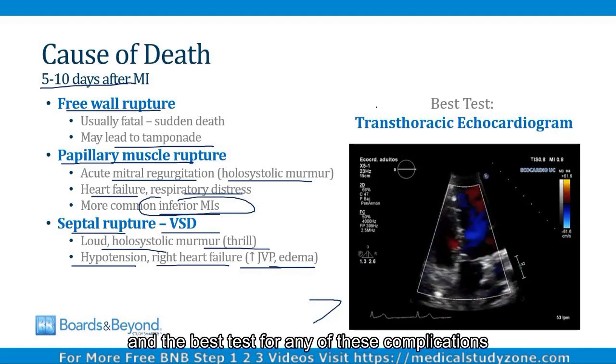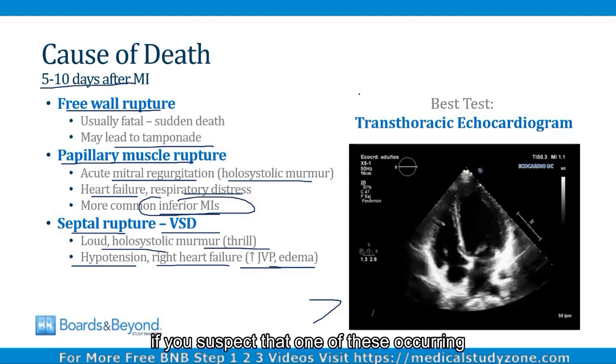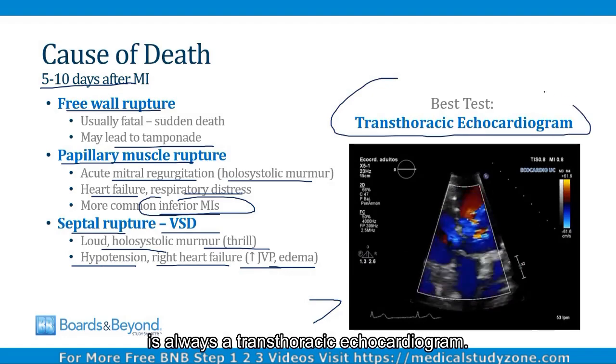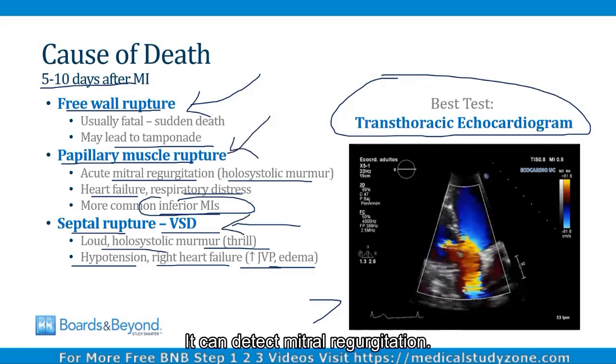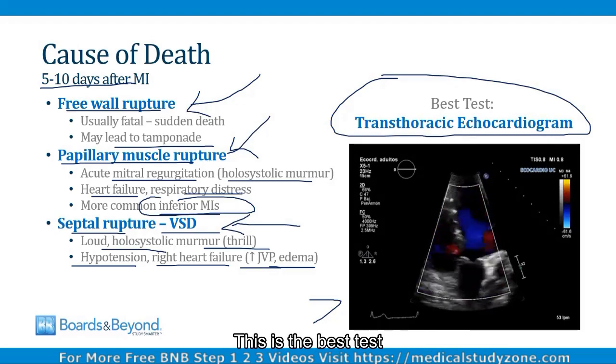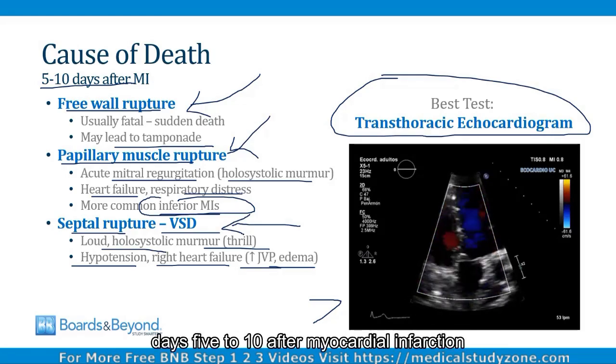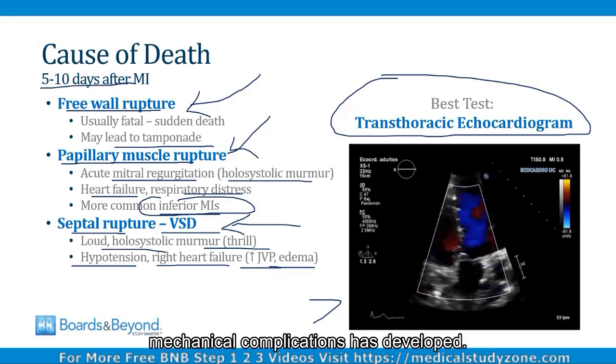And the best test for any of these complications, if you suspect that one of these is occurring, is always a transthoracic echocardiogram. It can see the free wall, it can see the papillary muscles, it can see the ventricular septum, it can detect mitral regurgitation. This is the best test days 5 to 10 after myocardial infarction if you think one of these mechanical complications has developed.